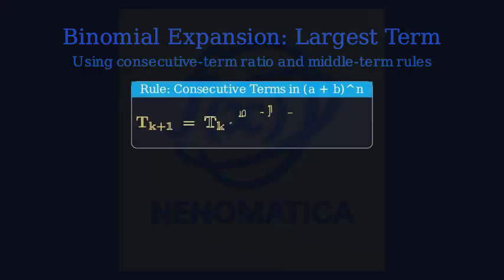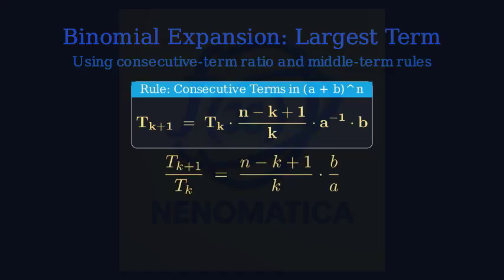Step 1. Relation between consecutive terms. In the expansion of (a plus b) to the power n, the t sub k plus 1 term relates to t sub k by this ratio rule. We will also rewrite it as a ratio, t sub k plus 1 over t sub k, which is the factor by which successive terms change.